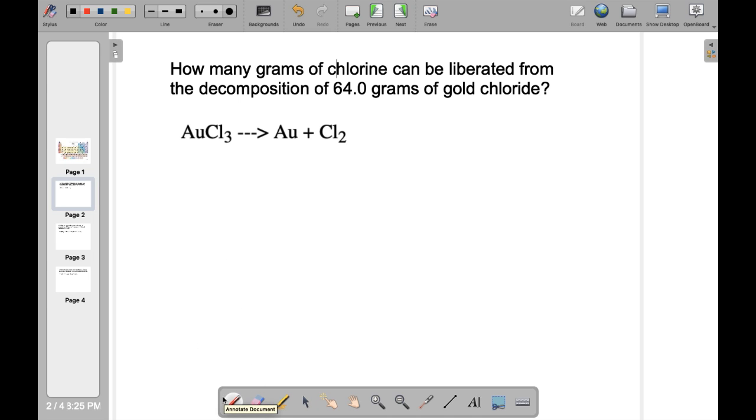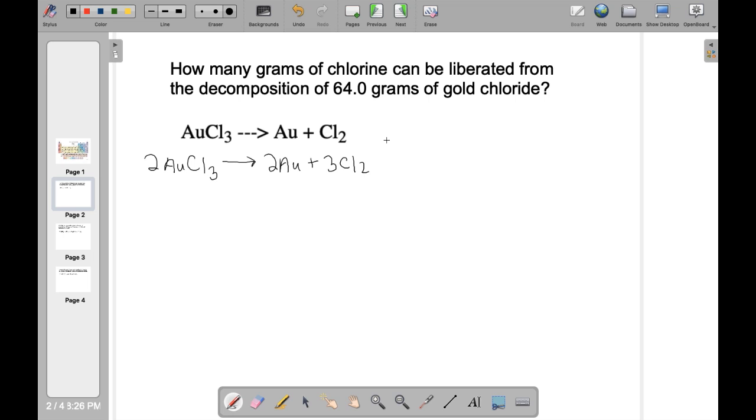So, to do this problem, we have to remember some simple steps. First, always start with a balanced equation. This equation is not balanced, so we're going to have to balance it. We have one gold here, and one here, but we have two chlorines and three chlorines, so let's just go ahead and put 2 gold chloride. Now I have 2 gold, so I'm going to need at least 2 gold over here. That seems to work. Plus, I have 6 chlorines here, so let's put 6 there. This is now balanced.